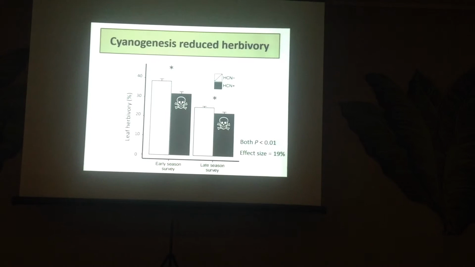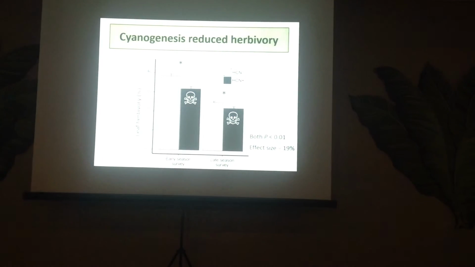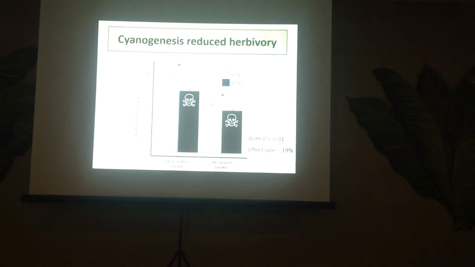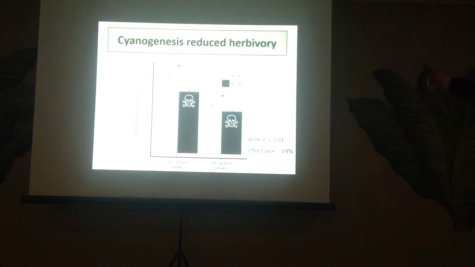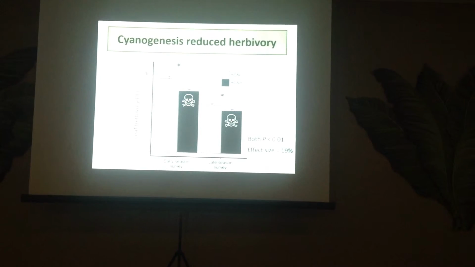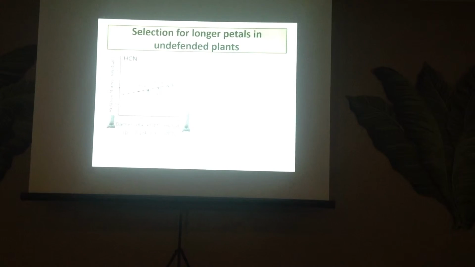Okay, so before I get into the selection results, it's important to say that in the field, cyanogenesis actually did reduce herbivory. So in surveys both during the early and late growing season, we found that defended plants had less damage on their leaves than undefended plants. And the effect size here is about 19% lower damage in plants with defense. Okay, so on to the selection.